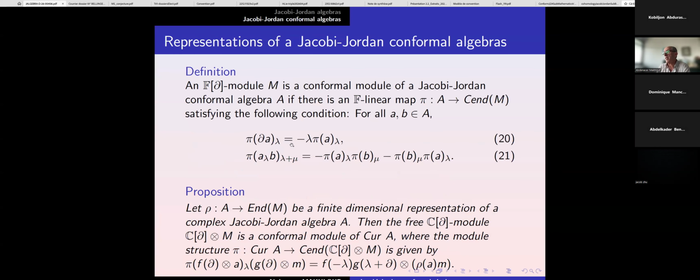Okay, for representations, we have similar things. The definition of a conformal module of a Jacobi-Jordan conformal algebra is an F-linear map from A to the conformal endomorphisms of M, which satisfies this condition. Then, if rho is a finite dimensional representation of a complex Jacobi-Jordan algebra, we can define on free C[delta] the module C[delta] tensor M. This is a conformal module of the current algebra A defined just before, where rho from current A is given by this action.